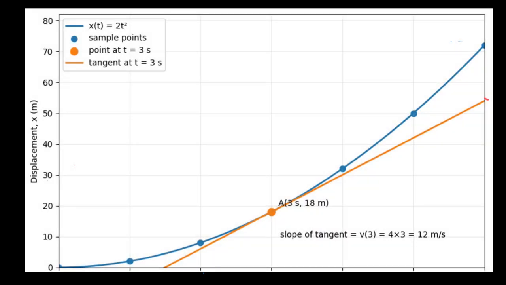This is what we see. We have a graph here, a parabolic curve. We choose a point A. A corresponds to the point that we just made a note of. A is actually the point which corresponds to the physical description of displacement at t is equal to 3 seconds. And what is the corresponding displacement? The corresponding displacement is 18 meters.